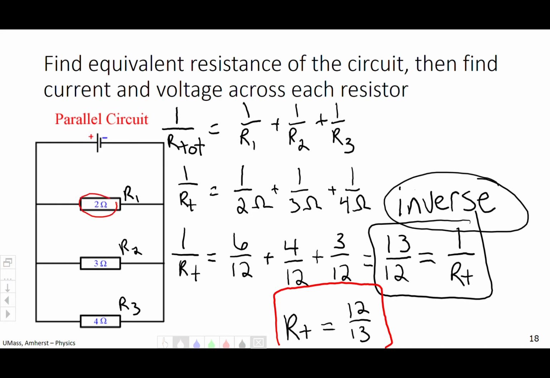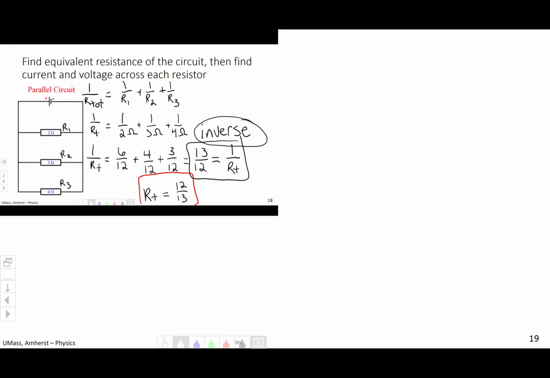Now let's do our sanity check. 12/13. Is that less than 2 ohms? Yes. Is it less than 3 ohms? Yes. Is it less than 4 ohms? Yes, because it is actually less than 1. 12/13 is less than 1 ohm. We've done our sanity check, so we're okay. That is our total resistance. So what do we know? We know that our total is 12/13 ohms.